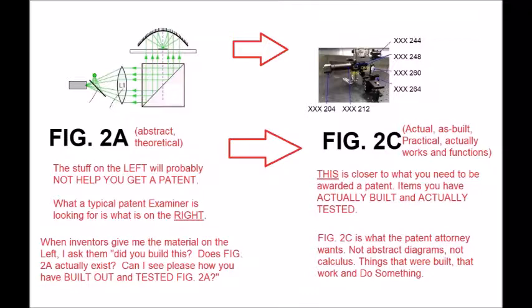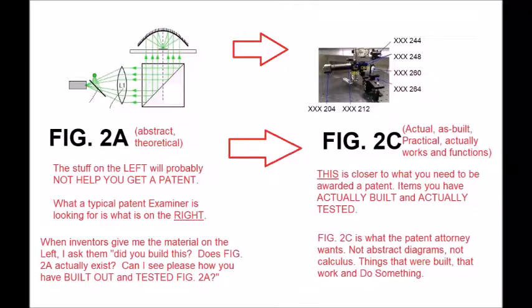I'm going to spend less time explaining this one because I believe by now anybody watching this has gotten the point. It's not that the drawings on the left are wrong, it's that they're not much help. Abstract theoretical drawings are one way of conveying the principles of the invention, but as shown in figure 2A, the stuff on the left is probably not what's going to get you a patent. What the examiner's looking for, what the attorney's looking for, what the federal courts are looking for, and what a licensee is looking for is on the right, not the left. Figure 2C, not 2A.